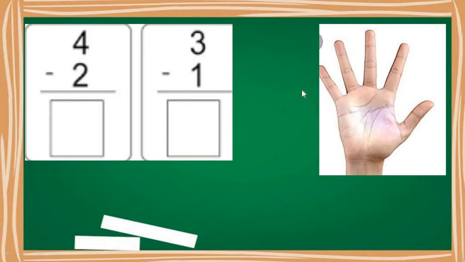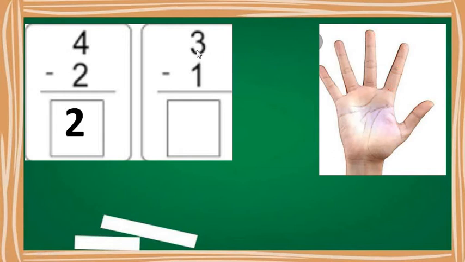It means we have to count 4 fingertips. Let's do it. 1, 2, 3, 4. Stop there. Now we have to cross out 2. 1 and 2. Now see how many fingertips are remaining there. It is 1 and 2. So we can say that 4 minus 2 is equal to 2.